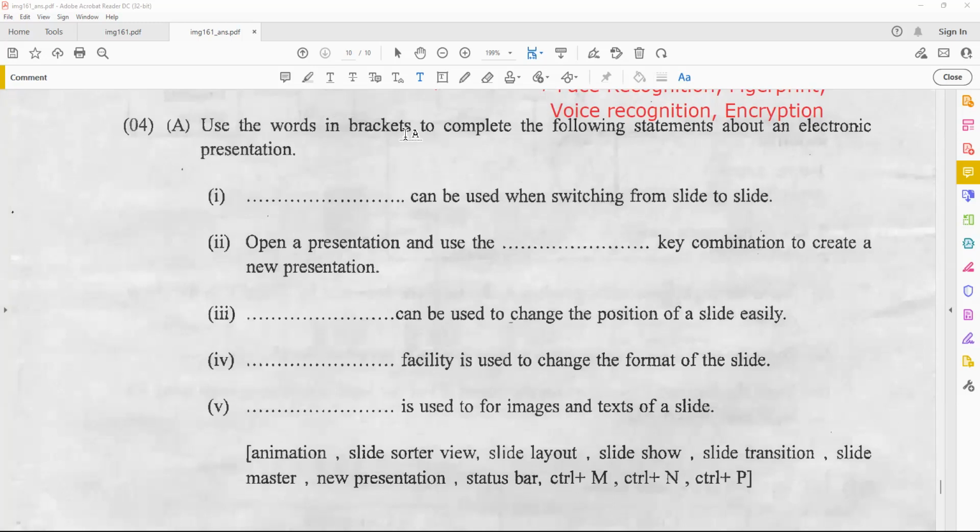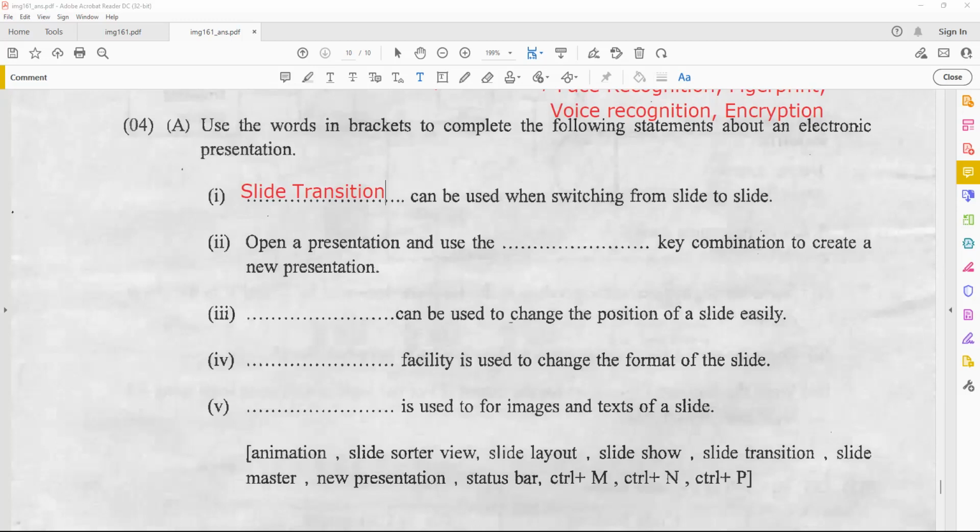Right, let's discuss the answers. Use the words in the brackets to complete the following statement about the electronic presentation. Can be used when switching from slide to slide. Yes. First one, slide transition, isn't it? Slide transition. So the transition means how you change from one slide to another.